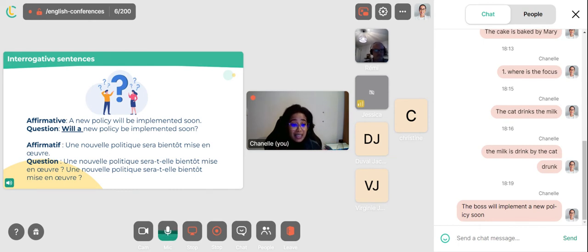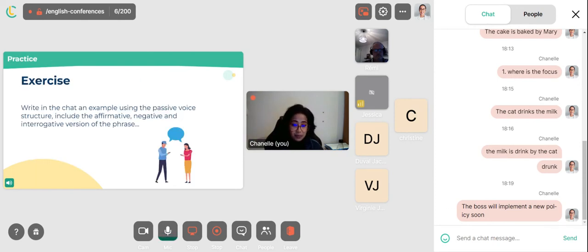The most important thing is that we can start in active voice, we can take the sentence to passive voice, and we can take it to a question. So if we can do those three things, that means we understand how to take a sentence from the passive to active and active to passive voice. Donc. So, if you would like, you can write in the chat an example using the passive voice structure. Include the affirmative, negative, and interrogative version.